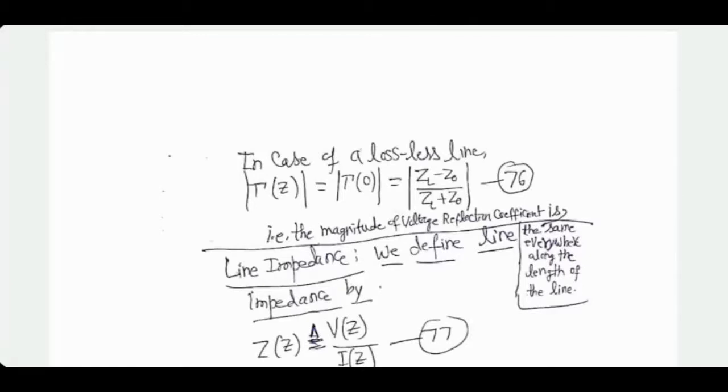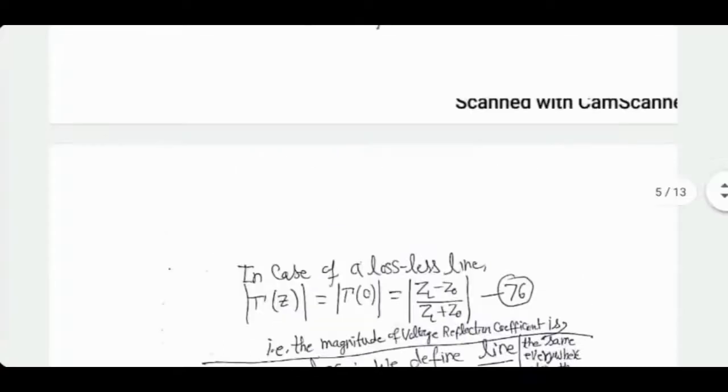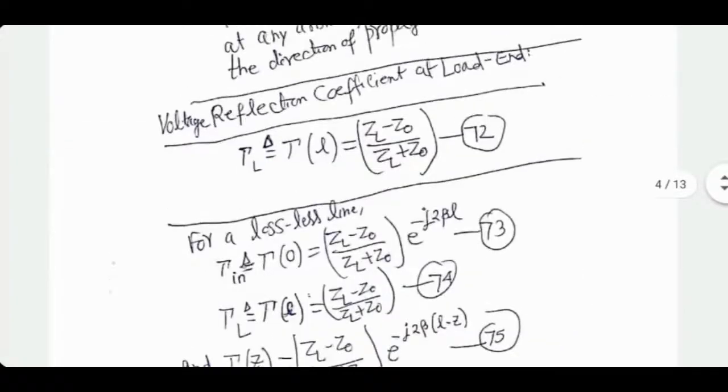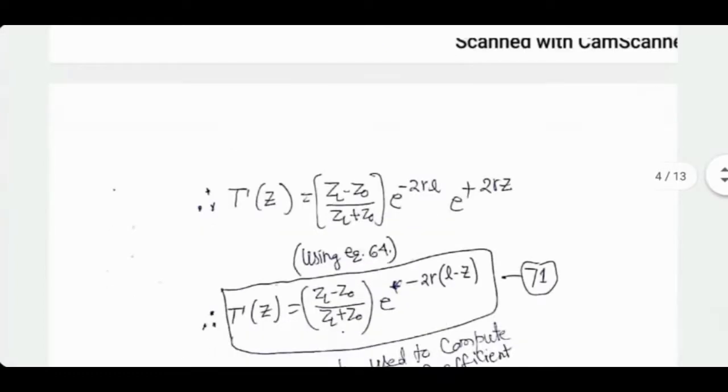But for lossy lines, the magnitude also decays, because e to the power minus 2 gamma something will produce e to the power minus 2 alpha something, and that will be a decay.